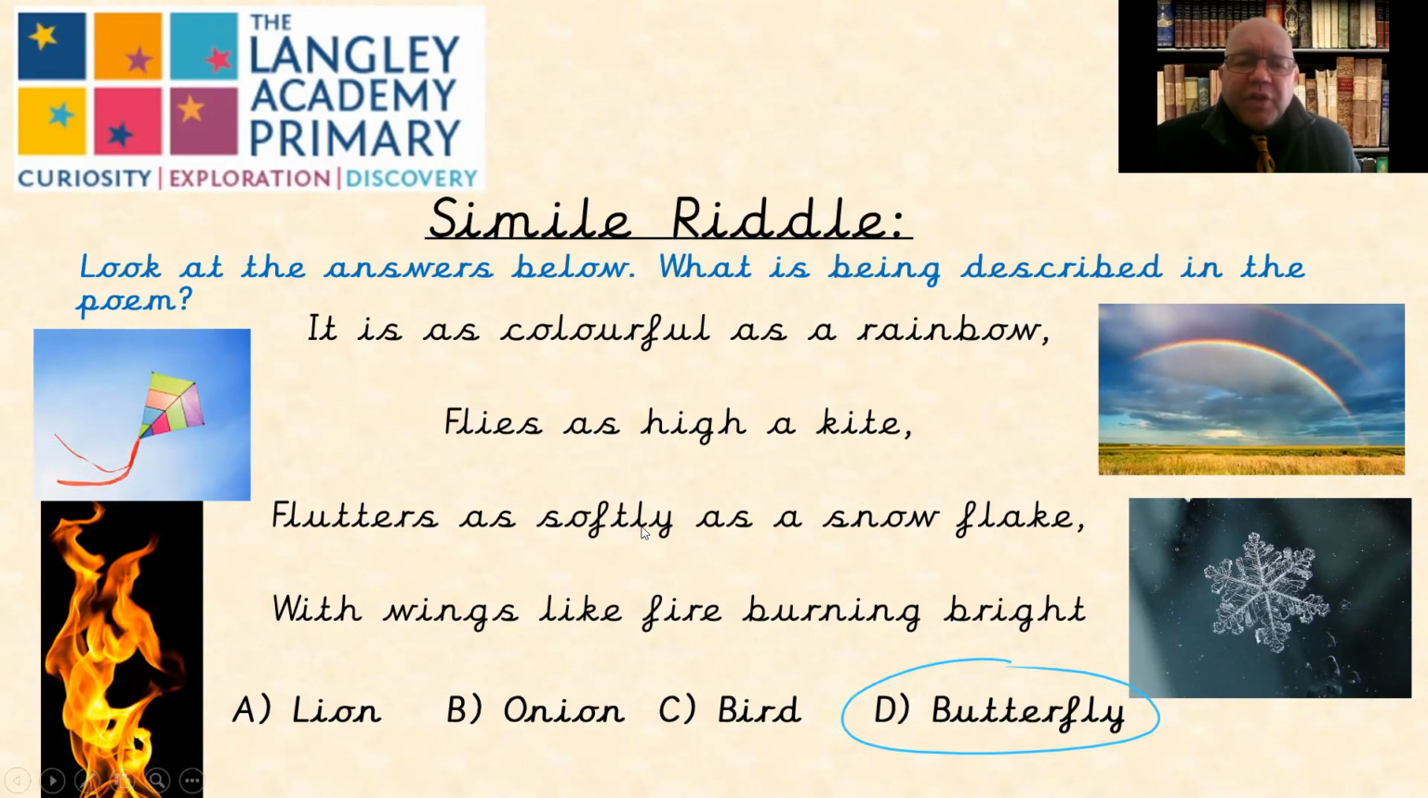Flutters as softly as a snowflake. So just very, very gentle flapping, or soft flapping, I should say. It's quite quick, but the soft flapping of the wings. Wings like fire burning bright, again indicating the bright colours the butterflies often come in. So although a bird does have wings, the soft fluttering like a snowflake, this idea of being incredibly light and fragile, leans more towards the butterfly.